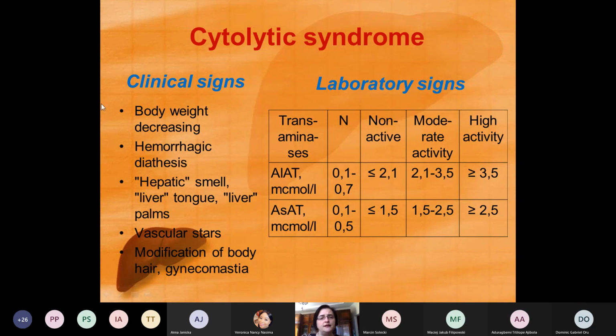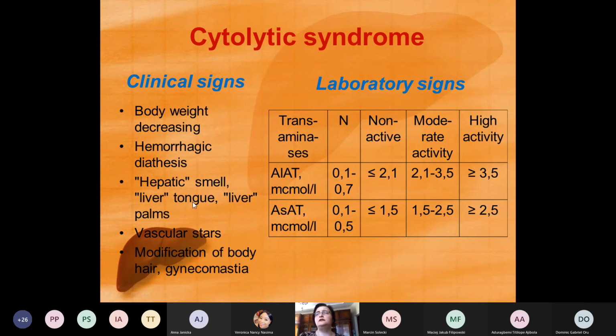And at the late stages there will be body weight decreasing, hemorrhagic diathesis, hepatic smell. Yes, it's a very uncomfortable, little sweet smell, like something during diabetes. No, but it's not exactly so. It's like if you try to feel the smell of raw liver, if during cooking, it's something like that.